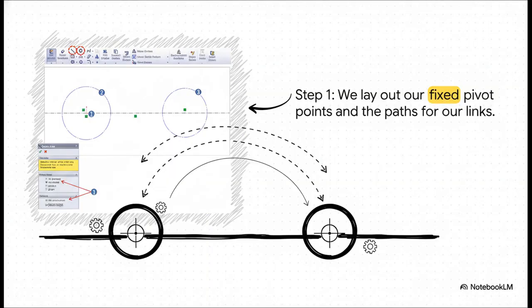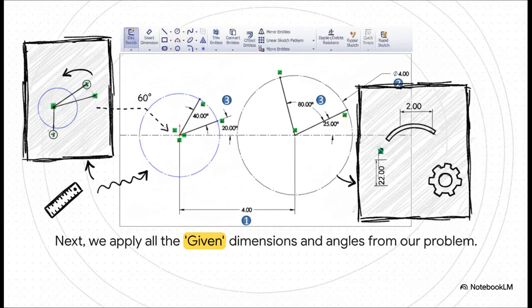We start in our design software by just laying out the foundation. We draw a horizontal line and we place our 2 fixed pivot points, O2 and O4, right on it. This represents the ground link of our mechanism, the part that's bolted down and doesn't move. Now we start adding our knowns as constraints. We're basically telling the software what's non-negotiable.